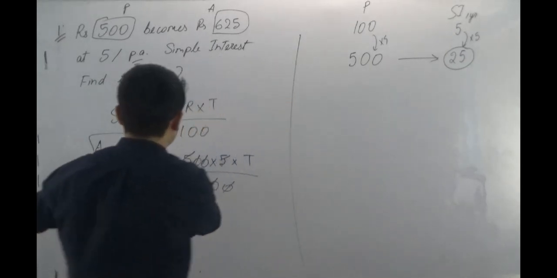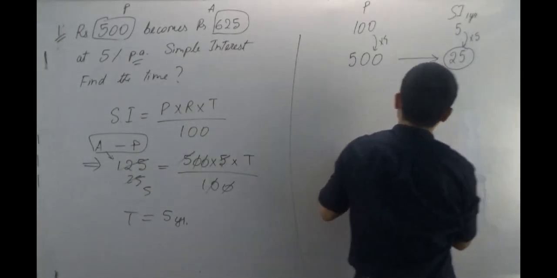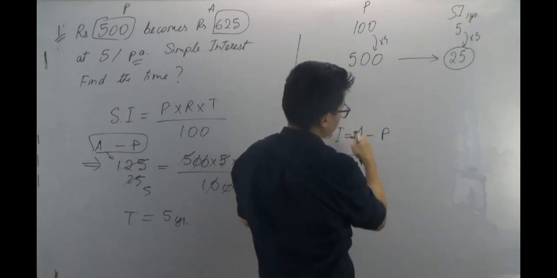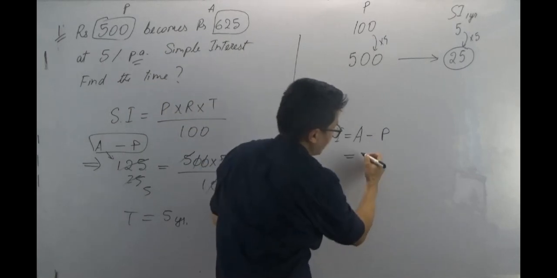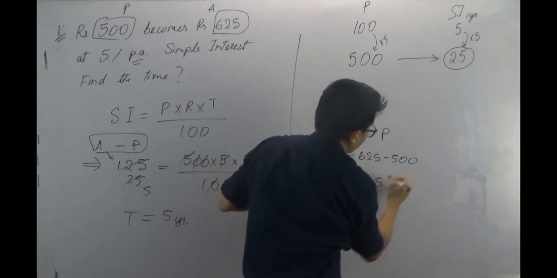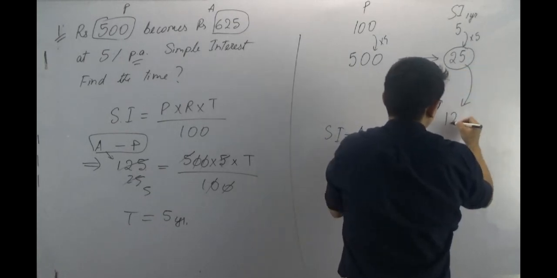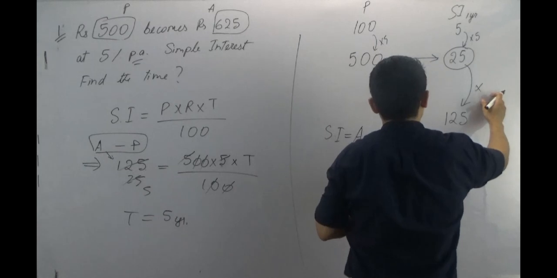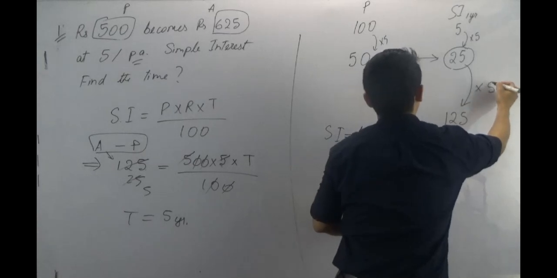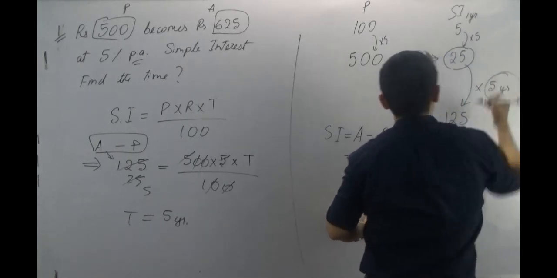But the actual interest, the difference is in the simple interest. The total interest, the amount is 625, minus 500, so I get 125. The 1 year interest is 25. So if this total interest has to become 25, what do I multiply here with? From 25 to 125, what is the multiplier? 5. So this 5 will be the required time.